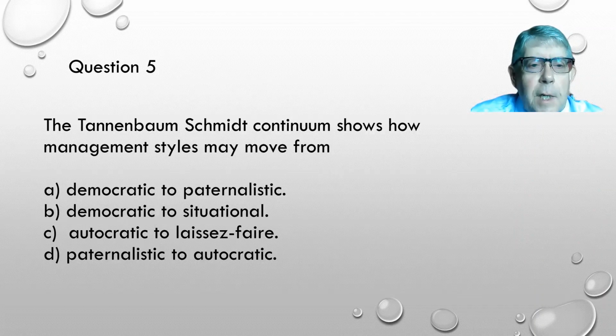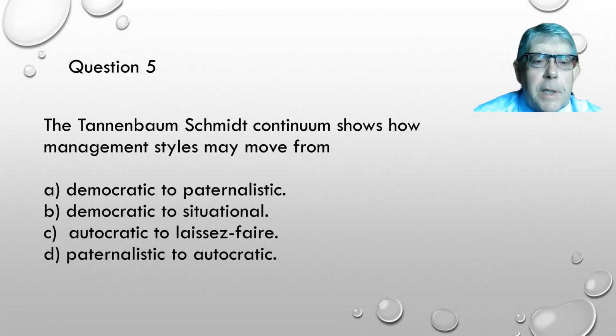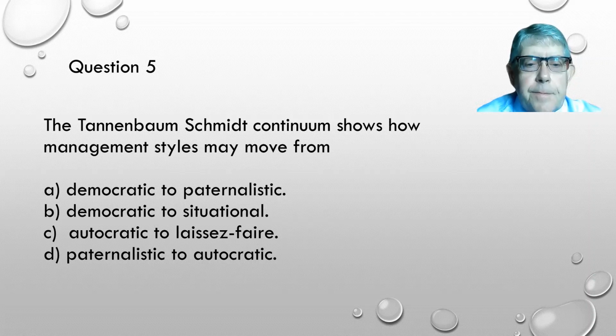Question 5. The Tannenbaum-Schmidt continuum shows how management styles may move from A, democratic to paternalistic, B, democratic to situational, C, autocratic to laissez-faire, or D, paternalistic to autocratic.